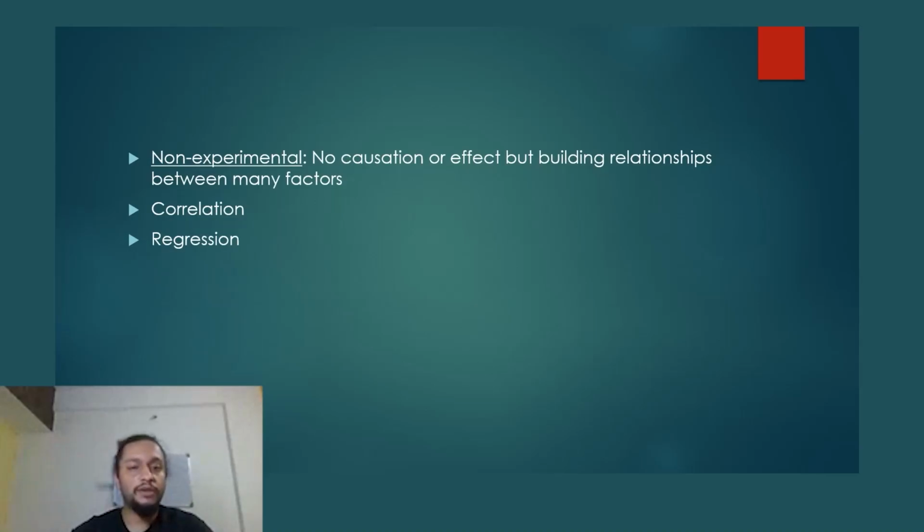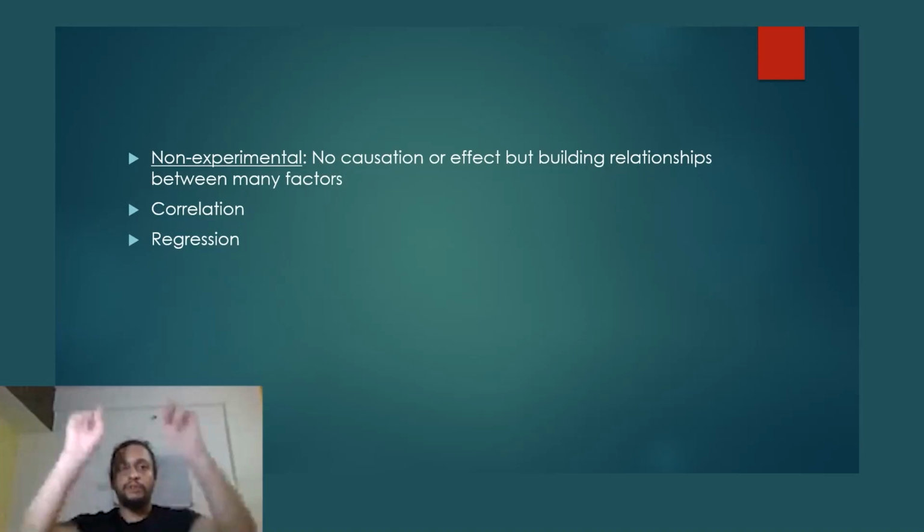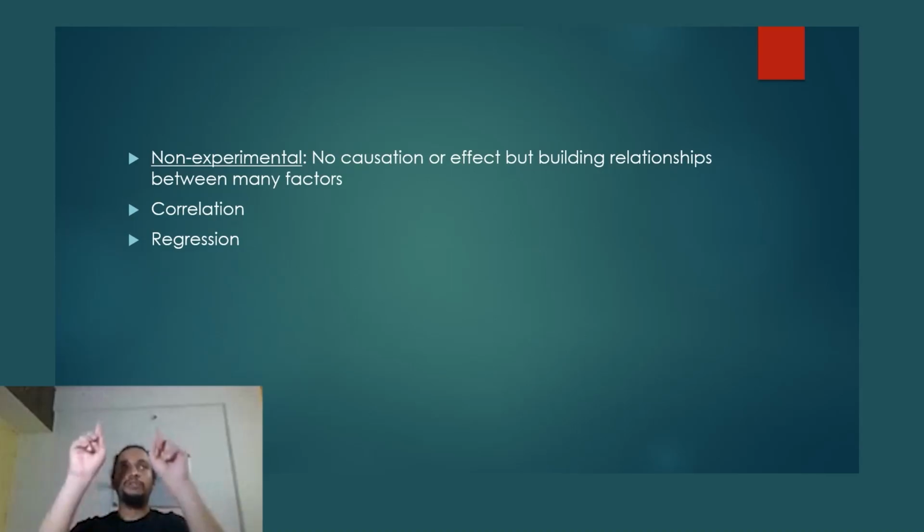The non-experimental is where there is no causation or effect, but you're trying to see relationships between many variables or factors, right? So there's correlation, which is where you're trying to see whether two variables are positively correlated, which means that they are moving in the same direction, right? And how much the change in one is linked with how much change in another, right? So one is not causing the other, one is not impacting the other. It's just that with change in one unit of A, you notice that there is a change in unit of B, right? And that is related by the correlational coefficient, right? We'll come to it later.